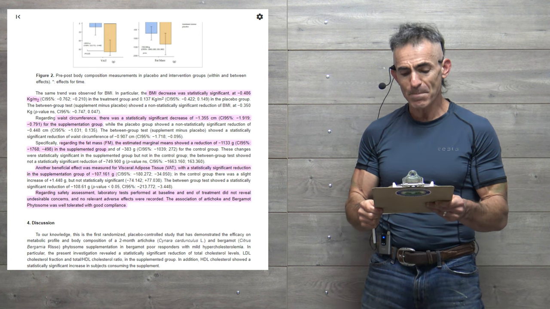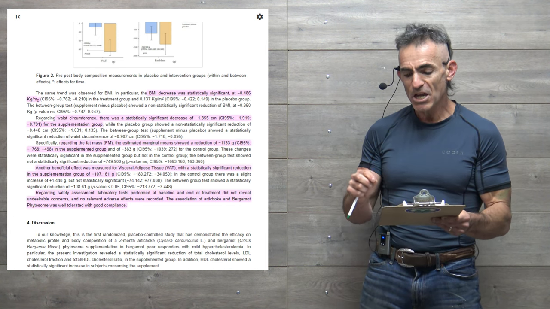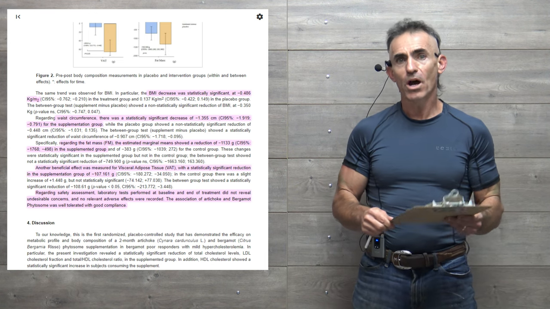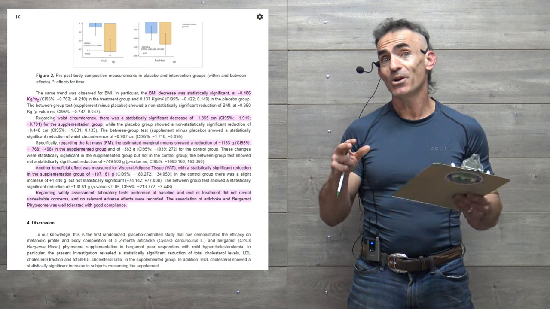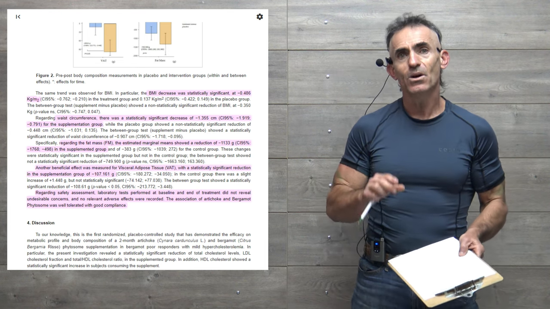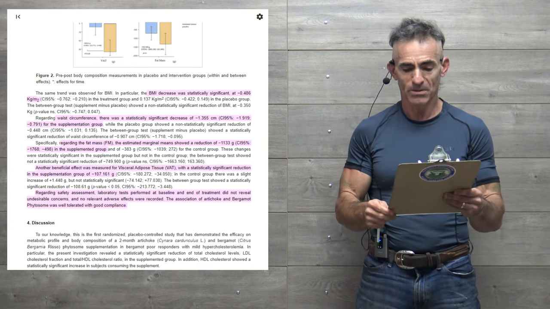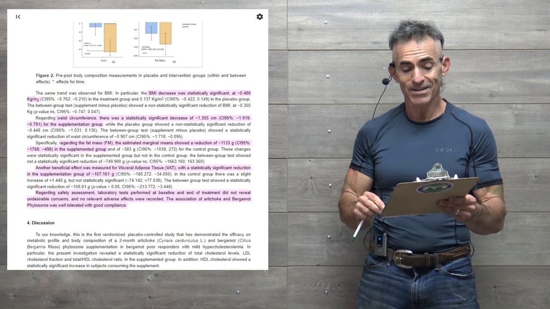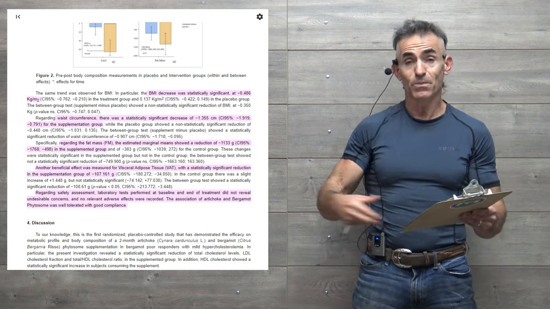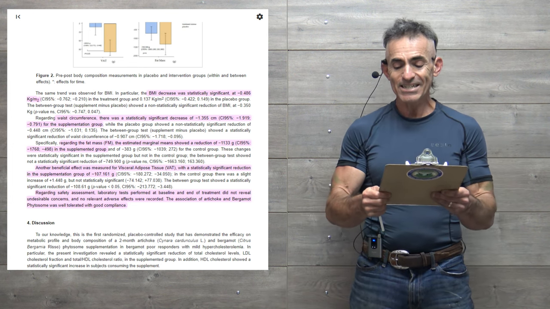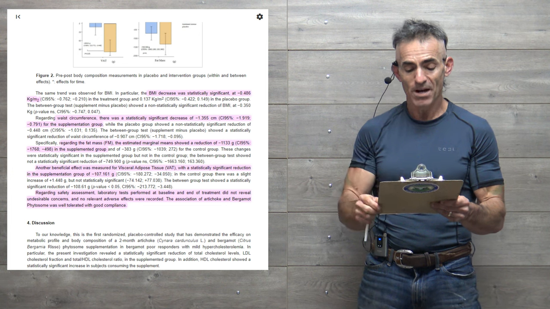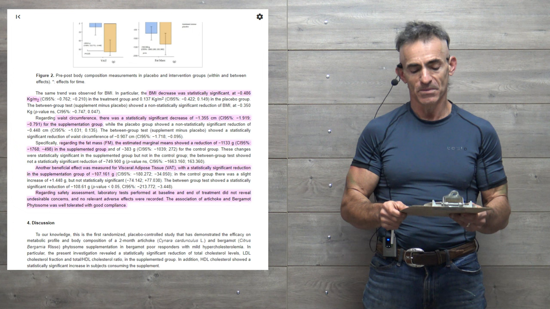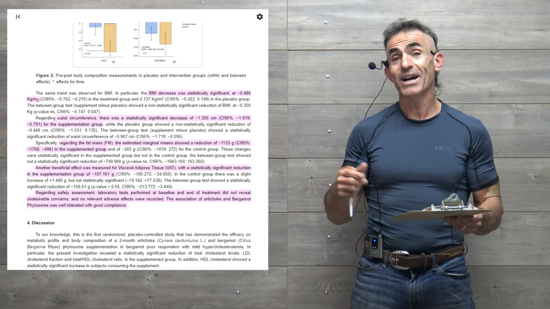Specifically regarding fat mass, the estimated marginal mean showed a reduction of negative 1,133 grams. Keep in mind we're talking grams. Negative 1,133 grams in the supplemented group. Another beneficial effect was measured for visceral adipose tissue, VAT, with a statistically significant reduction in the supplementation group of negative 107.161 grams. Then in the control group, there was actually a slight increase.